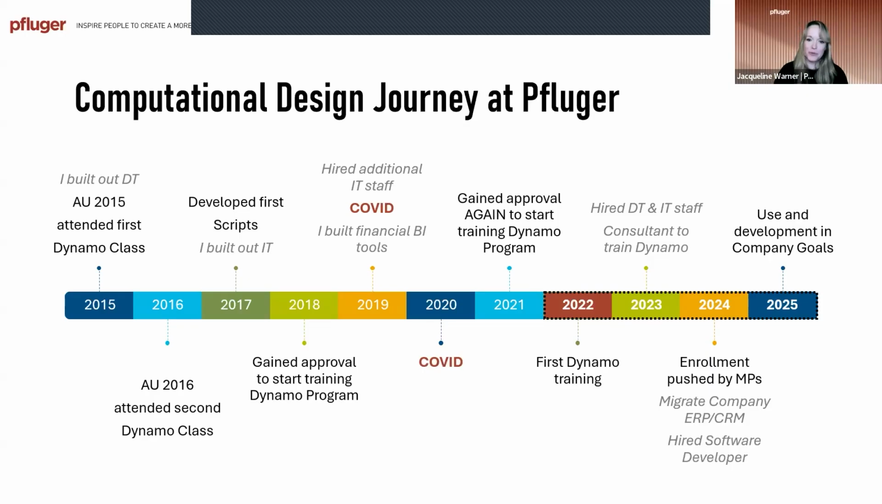And then, like most things with budgets, if you don't use it, you lose it. So I had to regain approval again to start the Dynamo training program. But then it started to pick up. So we started the program, then everyone started to see the proof was in the pudding, all the case studies, hired some extra staff, started outsourcing things, and have been going from there.